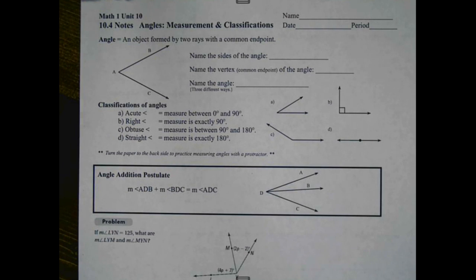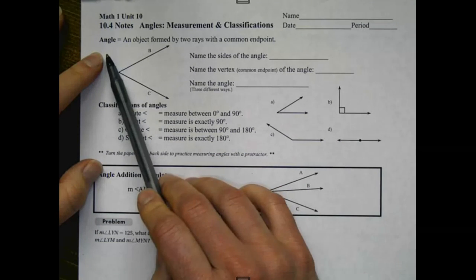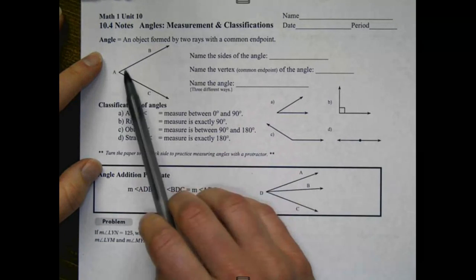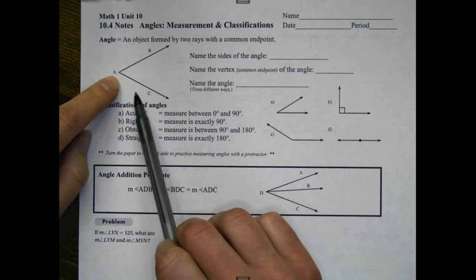Good morning, everybody. We are going to be looking at our angles, measurement, and classifications. This is what the packet actually has on there, but it is called just the angle addition postulate. So just a couple of things that I want to review and go over with you. An angle is an object formed by two rays, and they have a common endpoint. That's what an actual angle is.